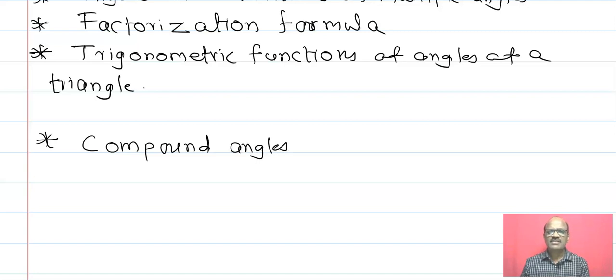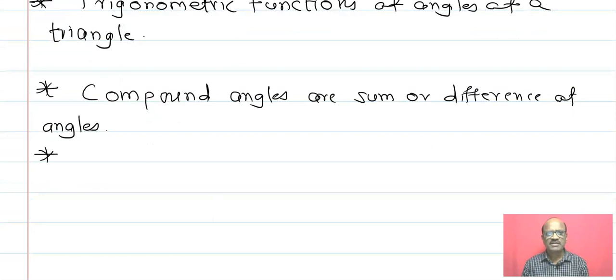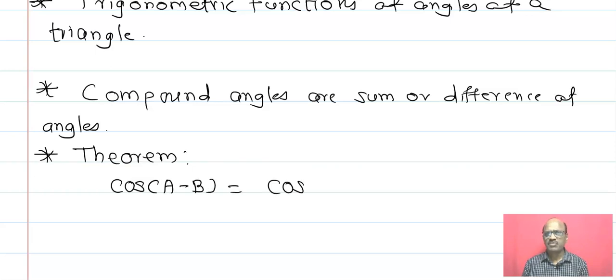Now we'll see the first one, compound angles. Compound angles are the sum or difference. In trigonometry, you have to remember the formulas a number of times. Whatever place you study in, write these formulas on paper and look at them a number of times, and then you will remember them properly.